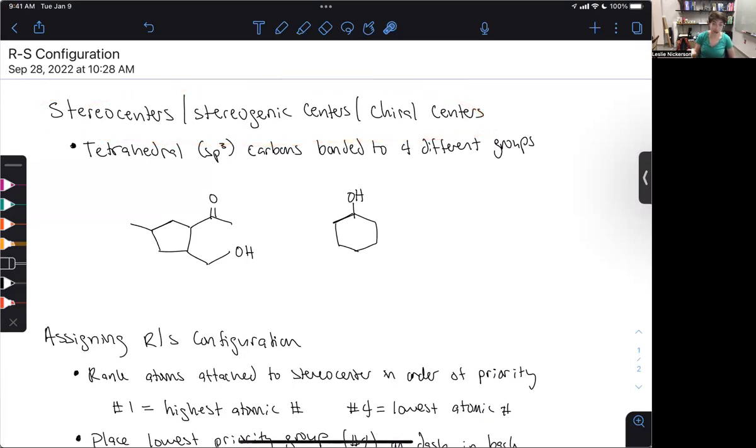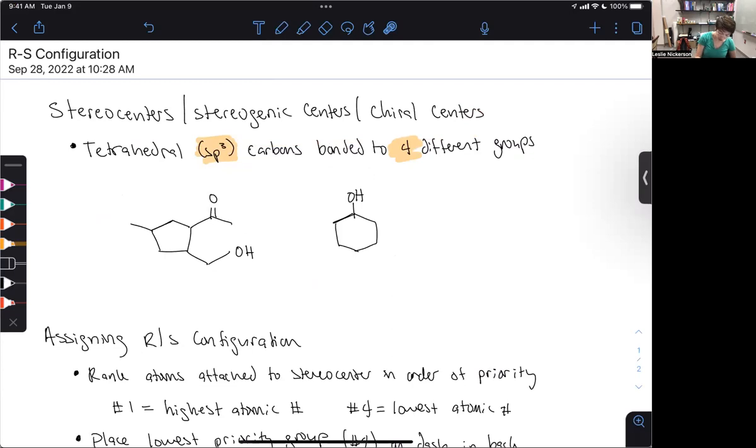So what any of these three crazy names are, we're looking at tetrahedral sp3 carbons that are bonded to 4 different groups, okay? So sp3 is a really big point to keep in mind here. If it's sp2, you can only have a maximum of 3 things attached to it, right? So at that point, it's not going to ever be a stereocenter because we're looking for 4 different groups. So we're looking at sp3 atoms here. Okay, so let's look at this and try to see what stereocenters we have in these 2 molecules.